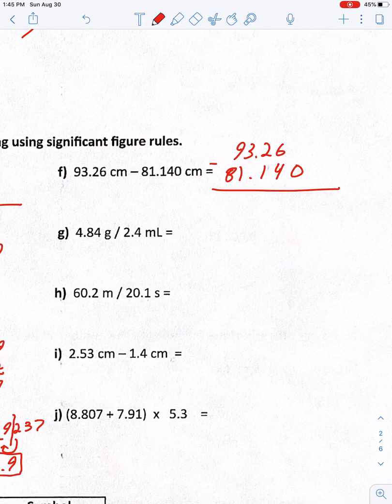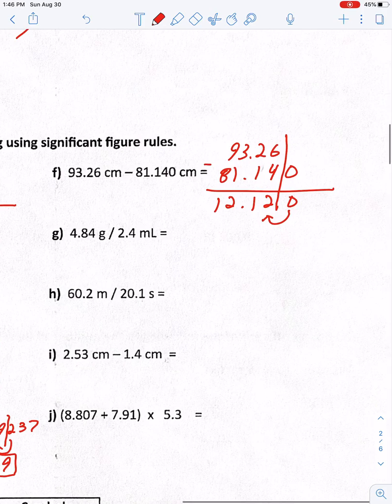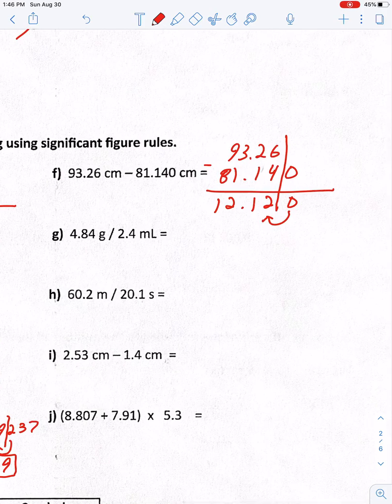Okay, so 93.26 just goes to the hundredths place, so that's where I have to stop. So now I'm going to do my math, so 0, 2, 1, 2, 1. Okay, so this 0 tells me I will not be rounding up. So my answer would just simply be 12.12, and don't forget centimeters. When it's adding and subtracting, don't worry about exponents on units, it's just simply centimeters.